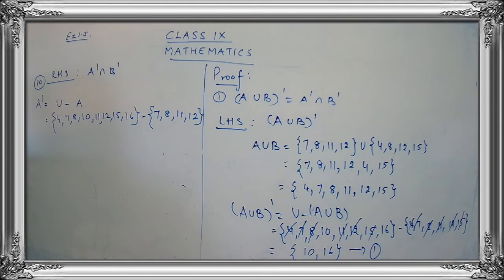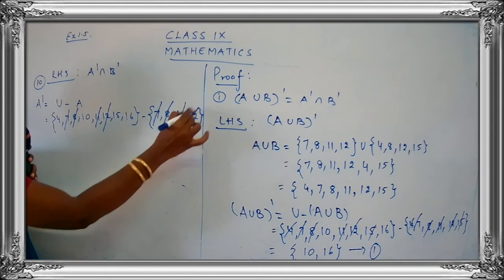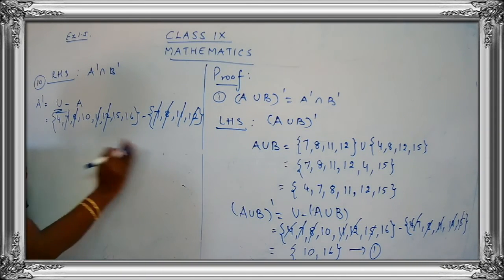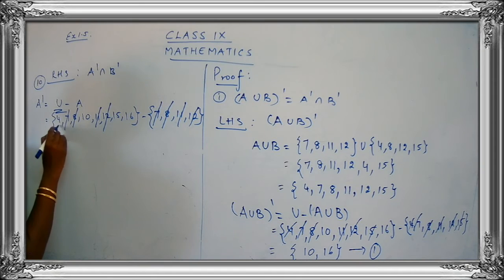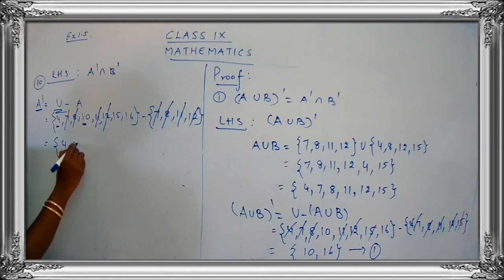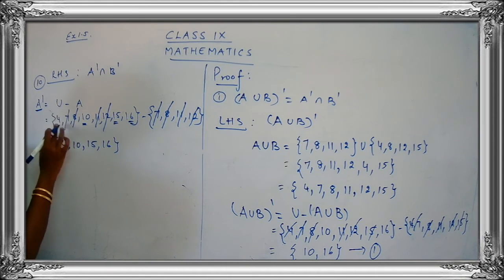U minus A. I have written the members of U. I have written the members of A. So cancel out the common members. 7, 8, 11, 12. I just want U. I don't want A. So just focus on A dash. For A dash, you have to focus only on U. So 4, 10, 15, 16. So I have found A dash.